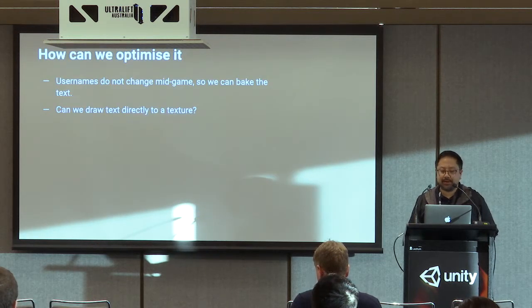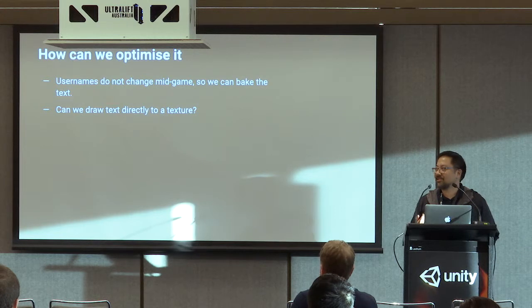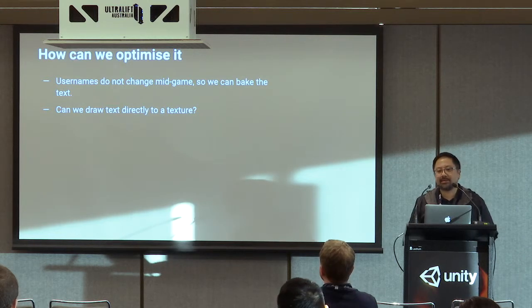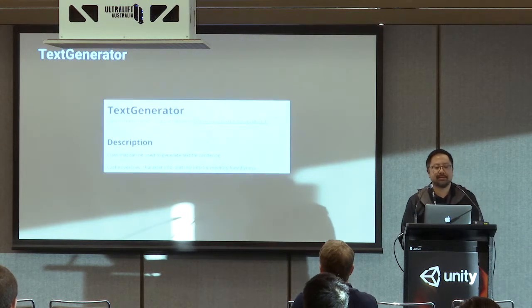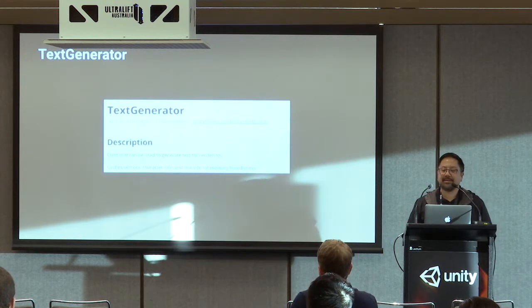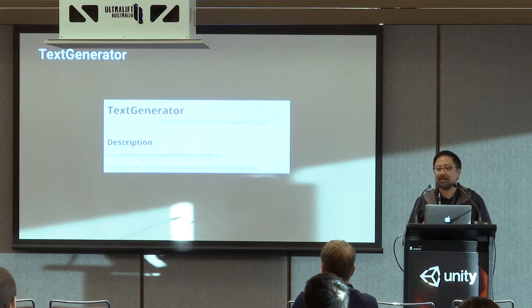So how can we optimize it, right? Usernames, they can't stop the game in the middle of a game and change their username. They only do it through the meta, the main menu. So we thought we can just bake it into a texture. So what you can use is there's a class in Unity called Text Generator. And what Text Generator does is it lets you input some text, then it will spit out all the vertices and all the UVs you need to actually render that manually.